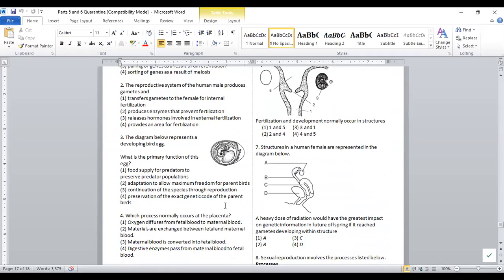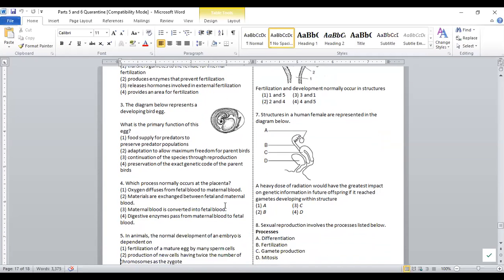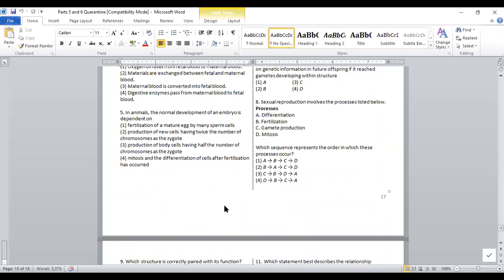7, a heavy dose of radiation would have the greatest impact on genetic information in a future offspring if it reached gametes developing within which structure? A, and that's a picture of an ovary. 8, sexual reproduction involves the processes listed below. What is the order? So the answer is C. You first need to make the gametes. They need to fertilize, combine with one another. Mitosis occurs, and then differentiation.